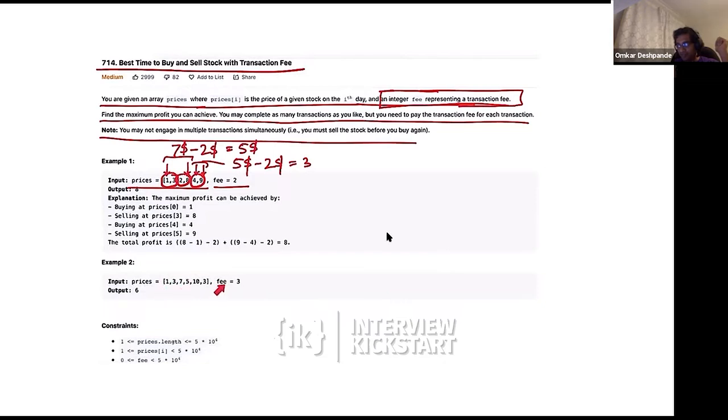For this example, with a fee of $3, the maximum profit you can get seems to be to buy at a price of 1 and sell at a price of 10. So you have a profit of $9 minus the $3 fee, which would be $6. Any other way would lead to a smaller profit. And you can see that by trying other options out.